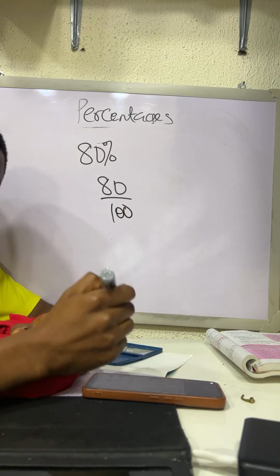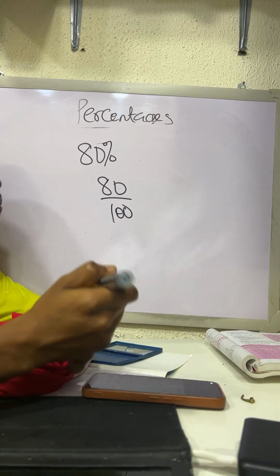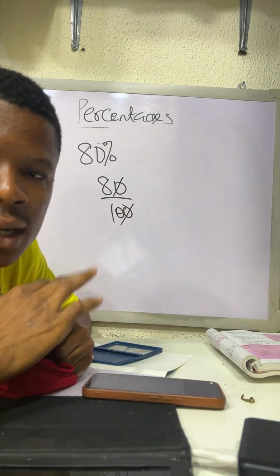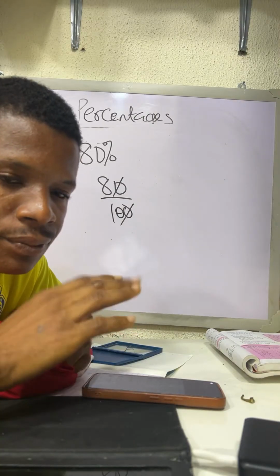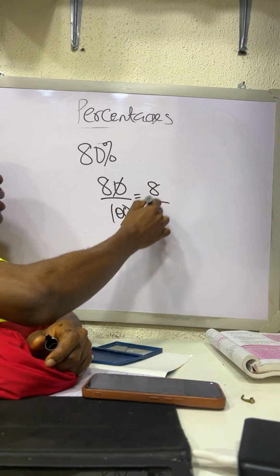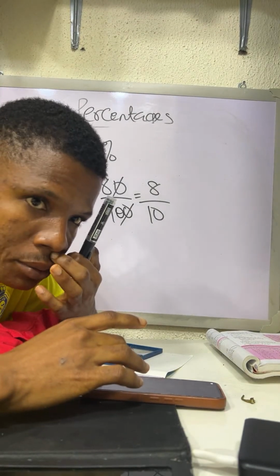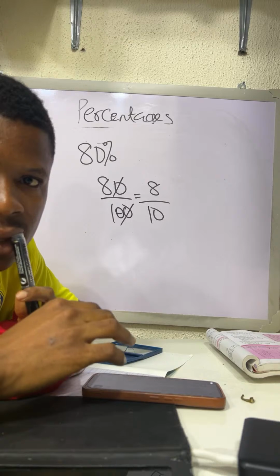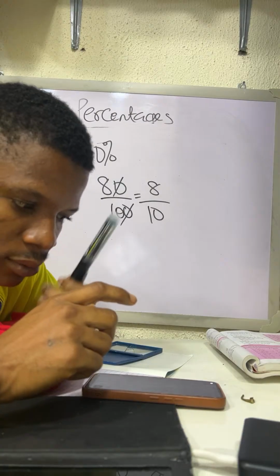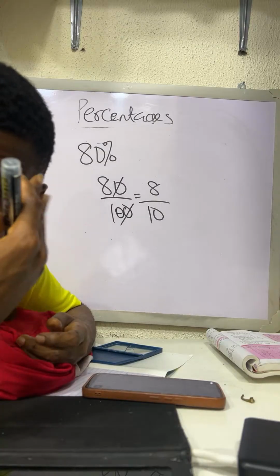So the first approach to convert it is very simple. You first of all cancel out the zeros. If you cancel the zeros, you actually divide it by 10. So the next thing you have is 8 over 10. What can divide the top and bottom number without any remainder?